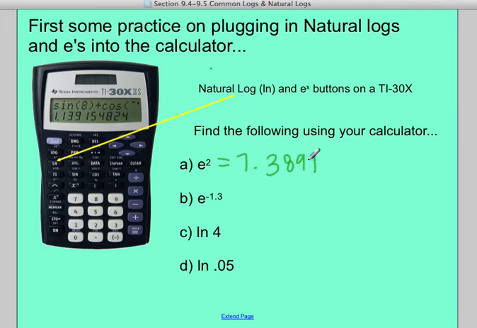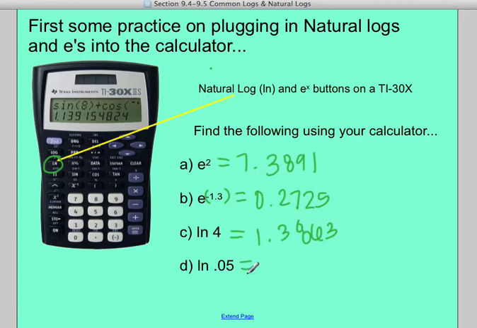Now I'm going to do e to the negative 1.3. Make sure you put the negative 1.3 in parentheses. When you do that on your calculator, you should get 0.2725. Now my natural log. If you have the TI scientific calculator, it's the ln. And I showed you also earlier where it is on the 84 and the Inspire. Typically they're on the left-hand side of all the calculators. So natural log of 4, rounded to 4 decimal places, is 1.3863.